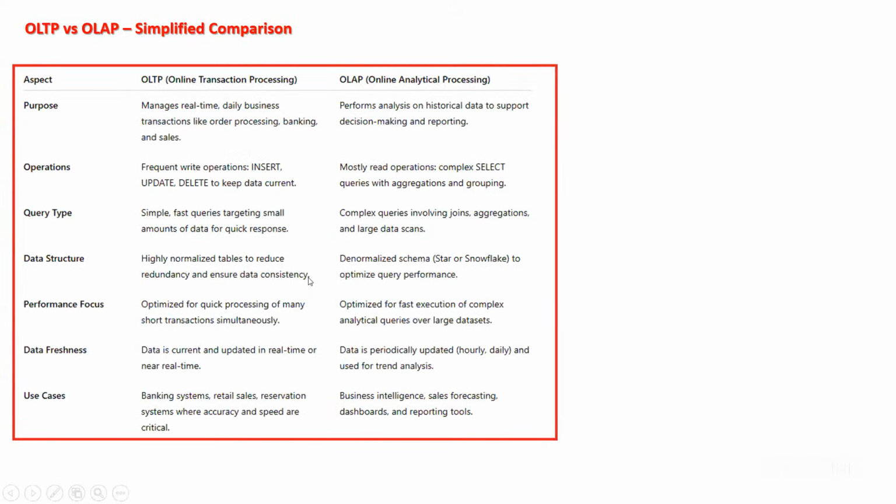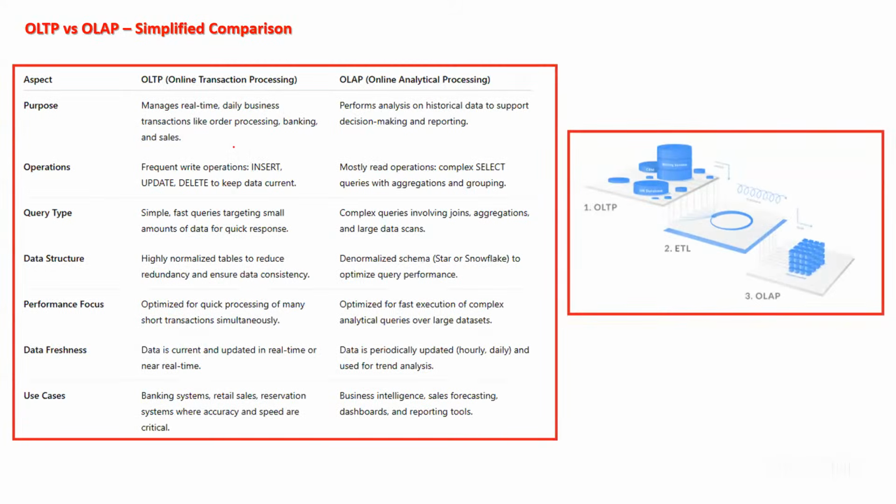Now, that being said, as I said, OLTP systems are where we have day-to-day transactions. We will use something called an ETL process or ELT process and bring that to the OLAP system, and on top of that, we do analytics. But the main purpose of an OLTP system is to manage your real-time day-to-day business, whatever transactions you are doing, like order processing, banking, or sales, anything that is there.